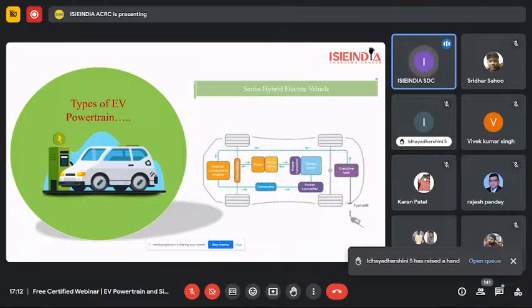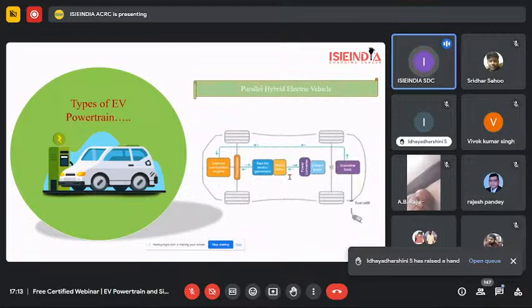So I think now you have an understanding of the series hybrid electric vehicles and how they work. The gasoline tank stores the fuel, and that fuel is used by the engine. The engine generates the mechanical output, which is the input of the generator, and the output of the generator is electrical. This electrical energy is used to charge the battery bank. So this is the architecture of our series hybrid electric vehicles.